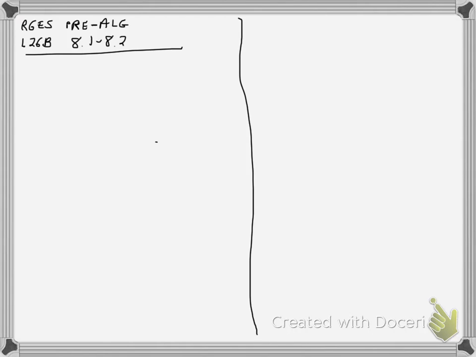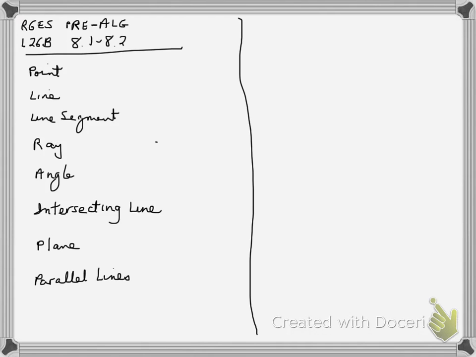So let's start with some definitions. A point is represented by a dot. Even though a dot here has a little teeny bit of size, technically the real definition is that a point has no length, no width, no thickness. But to indicate a point on a piece of paper, we have to draw a teeny bit of thickness, right? So it's a location in space, and we always name it with a capital letter. So that is point A.